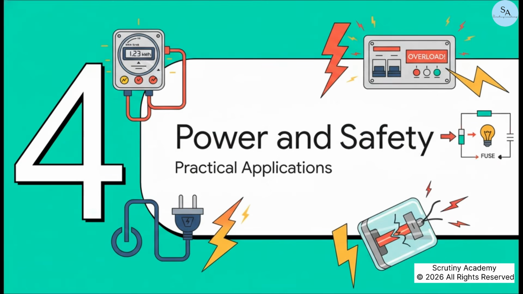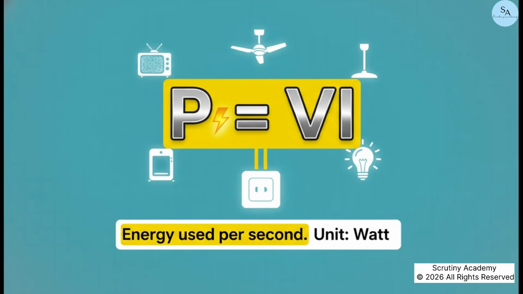Awesome. Let's quickly put this all together with two final really practical ideas. Power, which is how we measure the energy being used, and a quick bit on safety. Electric power, or P, is just how fast a device is using energy. The main formula couldn't be simpler. Power equals voltage times current. P equals VI.